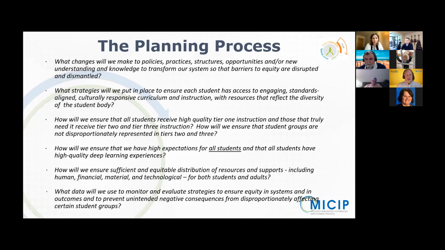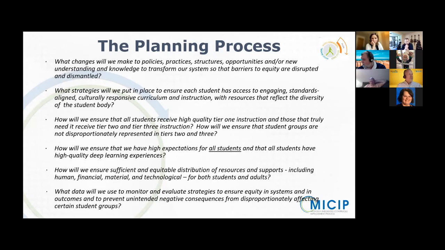That third bullet talks about disproportionality. How do we make sure that all students get quality tier 1 instruction, and that those who truly need it do get tiers 2 and 3, but that student groups are not disproportionately represented there? Based on our own internal assumptions about students and student groups, do we automatically assign them to tiers 2 and 3 without really understanding whether or not they actually need it? And if they do, are we giving them the support that they need?